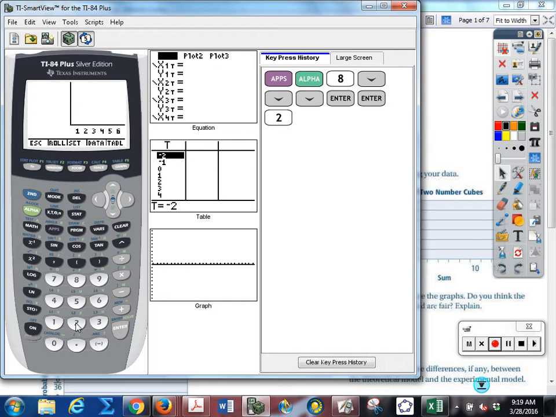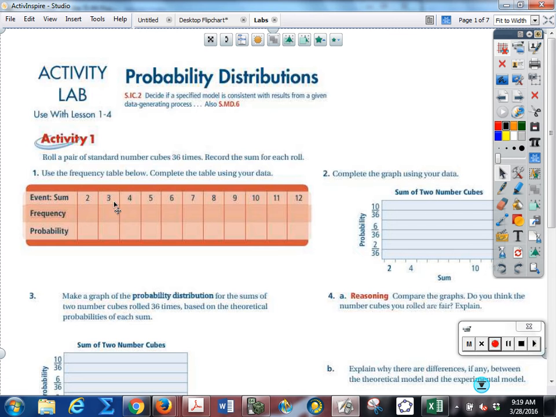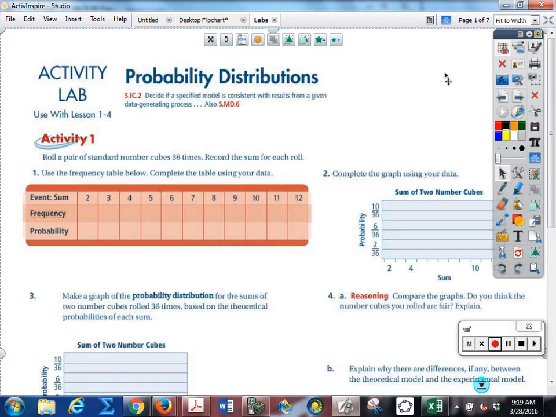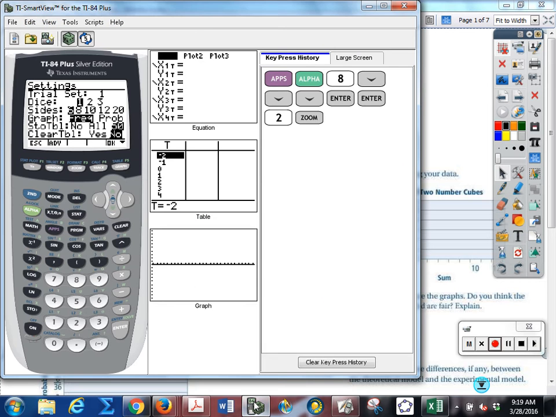But the thing that we're doing, if you look at this right here, we are trying to find the sum of two dice. So we want to roll two dice and add them together. So we got to tell our calculator to do that. So right here, I need to look at settings. And the one thing I need to do is I need to roll it 36 times. So when I come right here, instead of just rolling it once, I can roll it once and then sit there and count it, but I can just roll it 36 times if I want. I can tell my calculator, roll it 36 times.